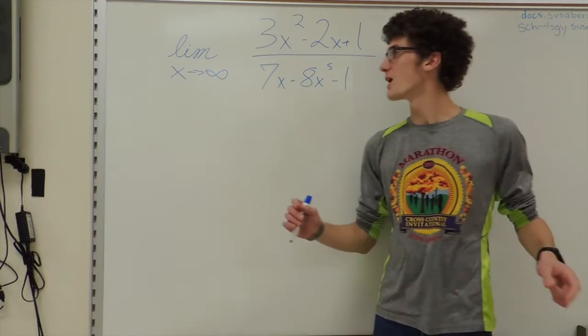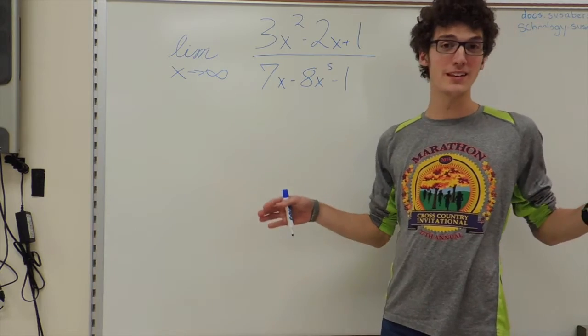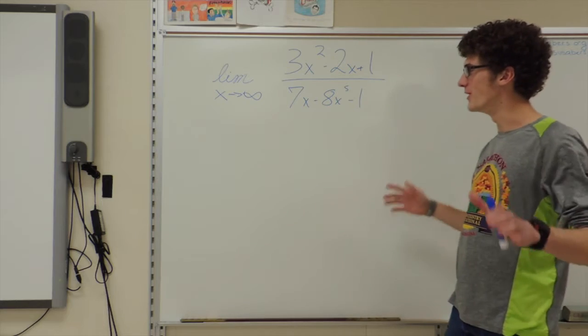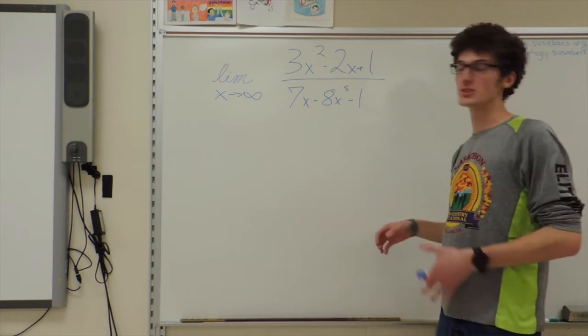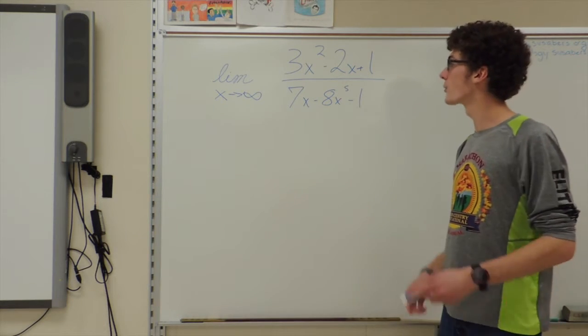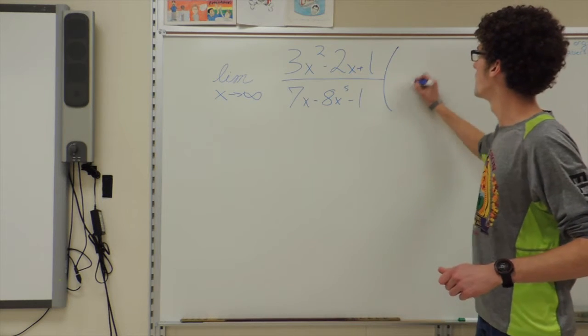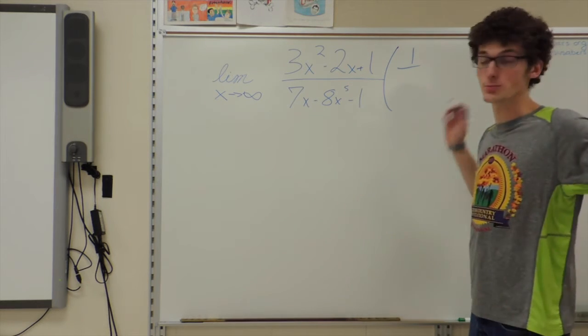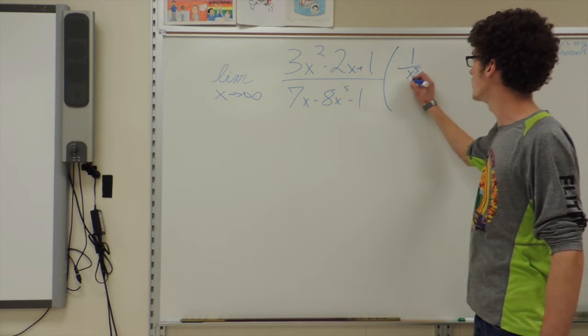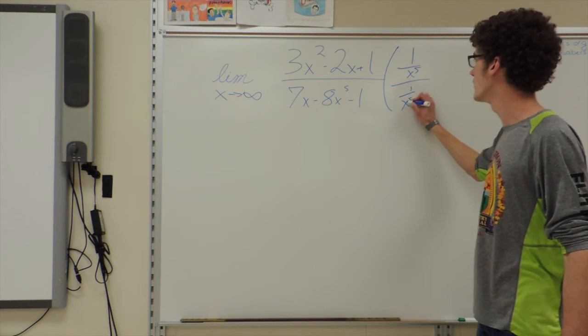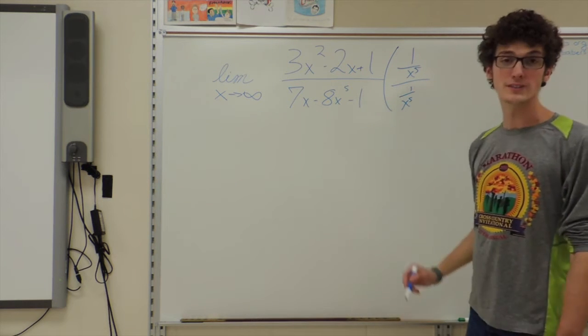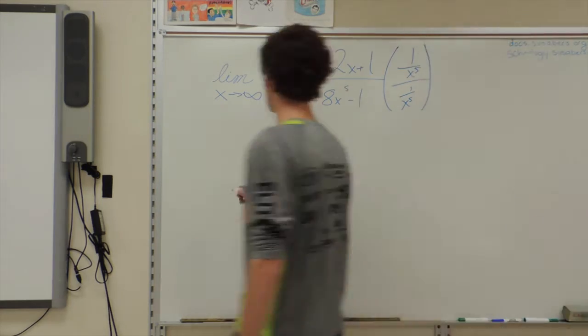Hey guys, so for this problem, we're going to do the limit as x approaches infinity of a certain function. Okay? So we're going to start out by multiplying the entire expression by 1 over x to the 5th over 1 over x to the 5th. We do this because x to the 5th is the highest power.